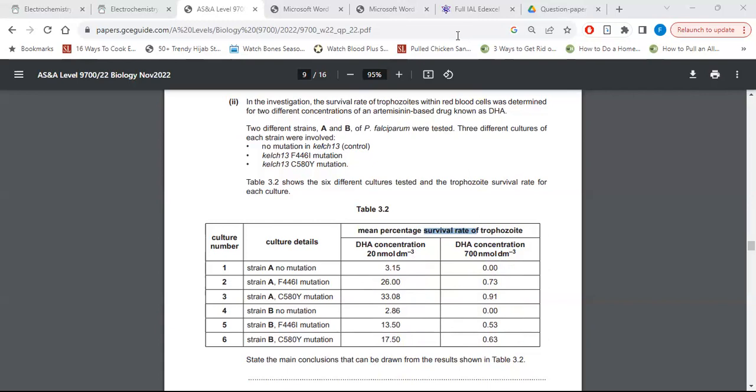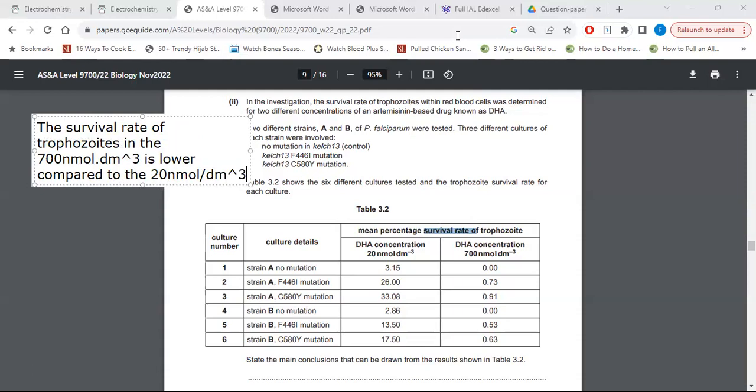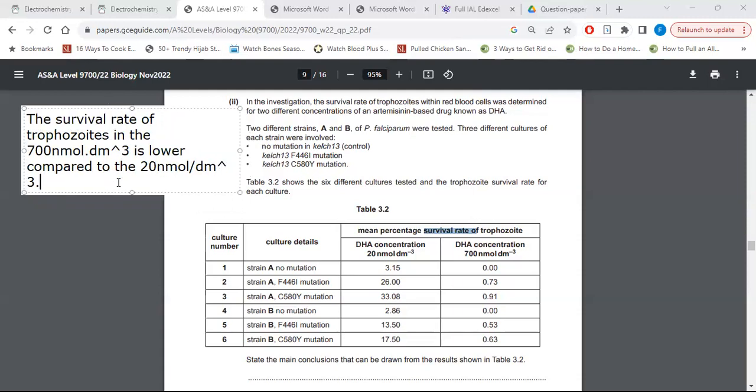General statement, you can go ahead and say that the survival rate of trophozoites in the 700 nanomolar DMQ is lower compared to the 20 nanomolar DMQ, right? That makes sense. That's our general statement, a blanket statement. Now we will slowly start to compare the results.